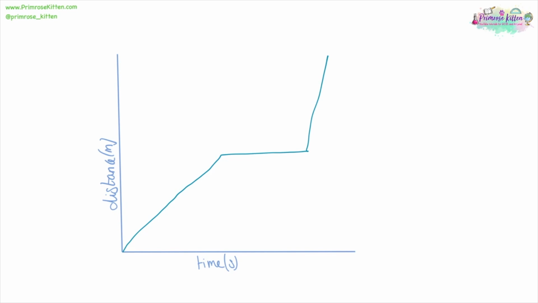Distance time graphs tell us lots of information. If we have a slope that is increasing, we are moving. And the steeper the slope, the faster we're moving. If it is a flat line, it is not moving. We can see that as time is increasing, our distance is not increasing. So in a distance time graph, the flat bit is not moving.